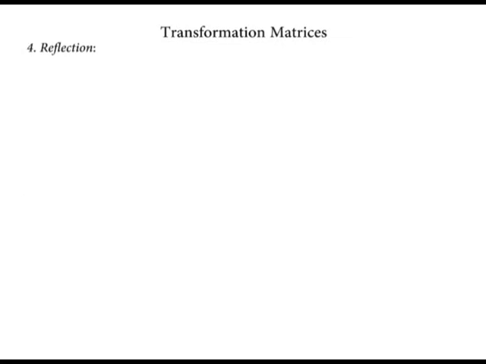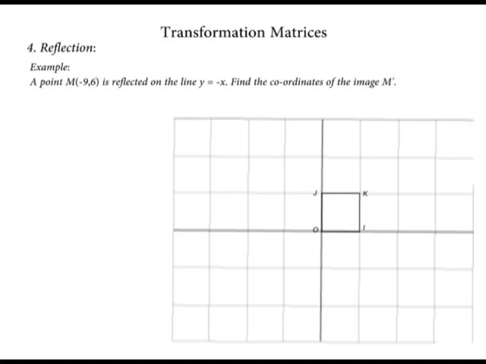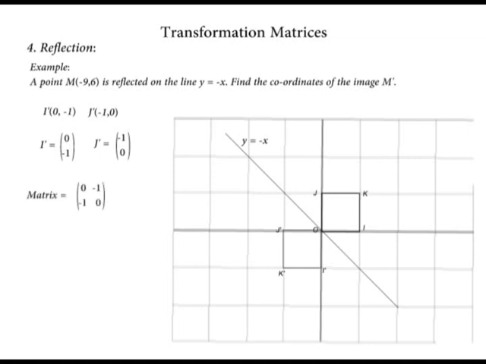Reflection can also be done using matrices. We use the same unit square and reflect the points I and J. For example, consider point M with coordinates (-9, 6) to be reflected on the line y is equal to -x. We find M prime. First, we find the reflection matrix for y is equal to -x. We get our unit square. The line y is equal to -x is this one. Now reflect I and J on that line. I prime will be (0, -1) and J prime will be (-1, 0). As vectors, I prime is equal to (0, -1) and J prime is equal to (-1, 0). As a matrix, that will be [0, -1; -1, 0]. This is the reflection matrix for y is equal to -x.